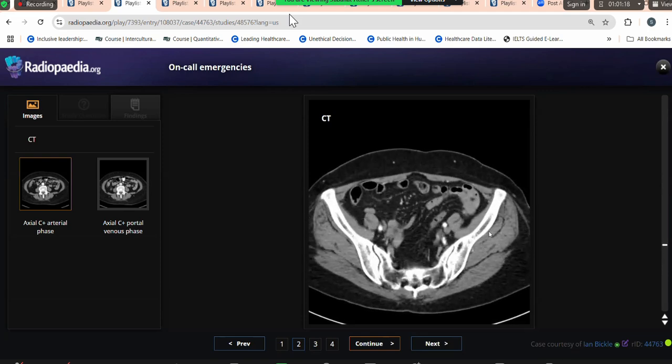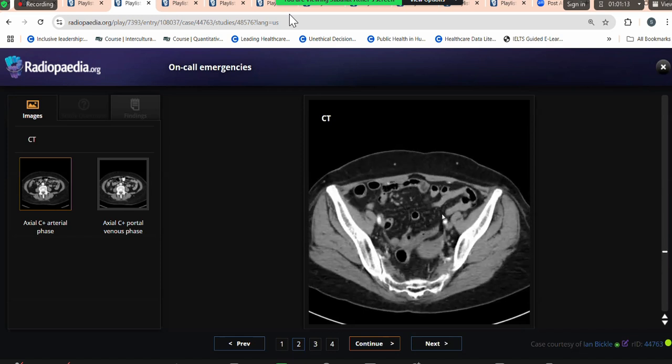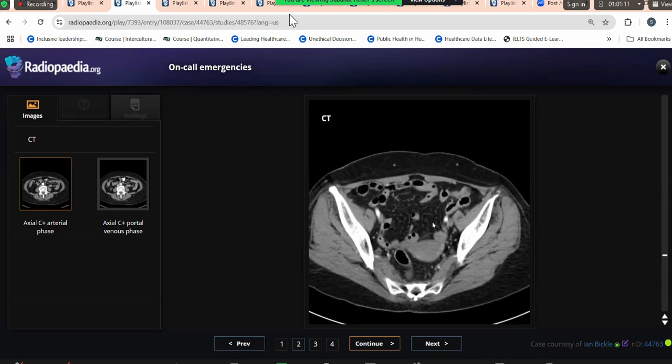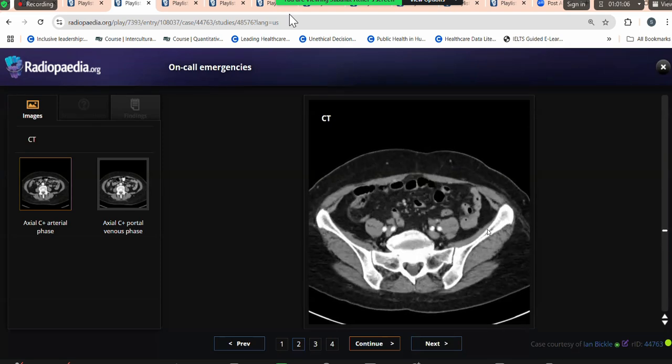Keep the arrow on the colon as you're tracing. Rectum. Good. Oh, I have to go up. So this is the sigmoid colon. The sigmoid colon is collapsed.